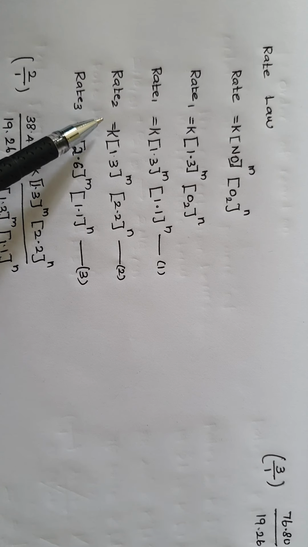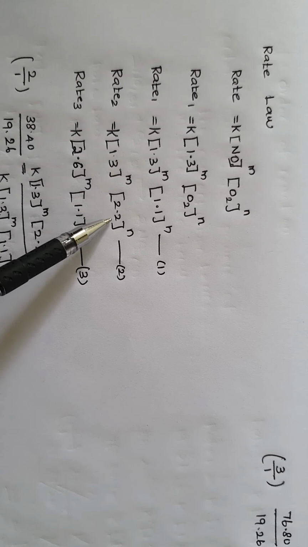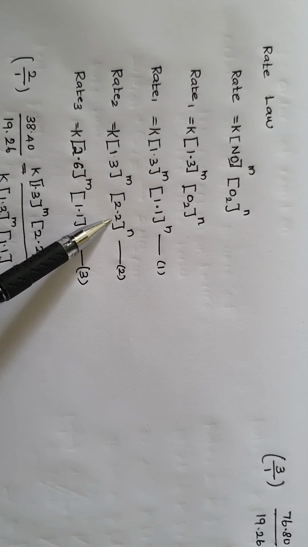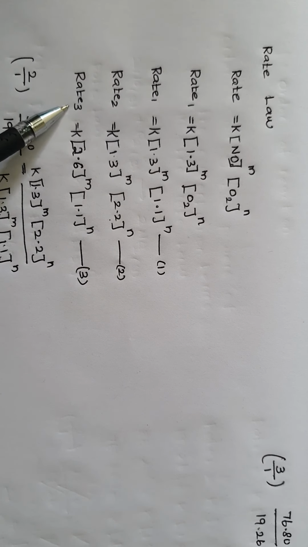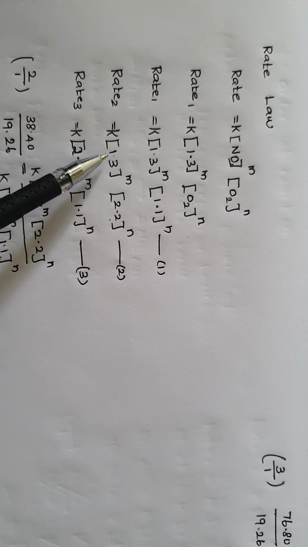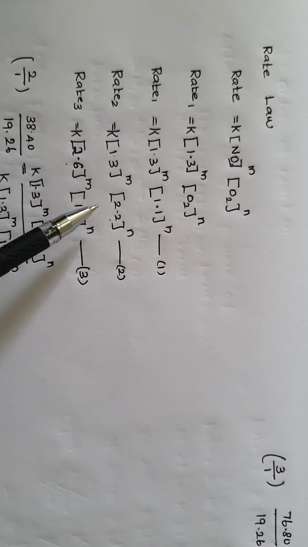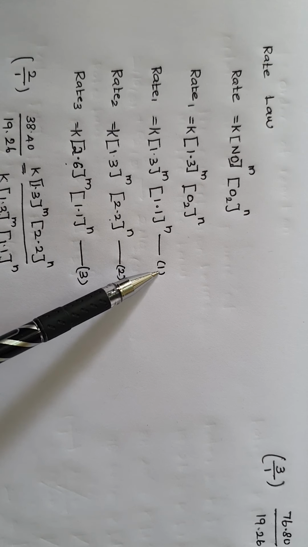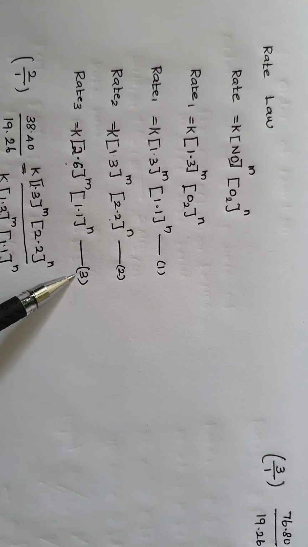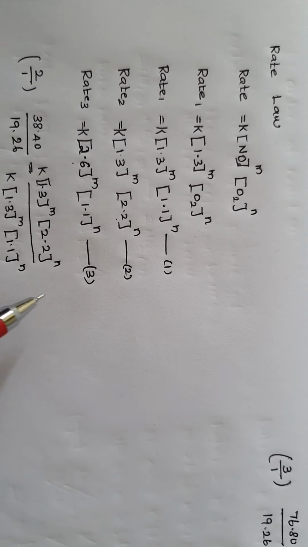In rate 2, that is the second experiment, the concentration of O2 increases from 1.1 to 2.2. In the same way, in the third case, the concentration of NO increases from 1.3 to 2.6. So now we have framed 3 equations 1, 2, 3. By solving these equations you will get the values for m and n.